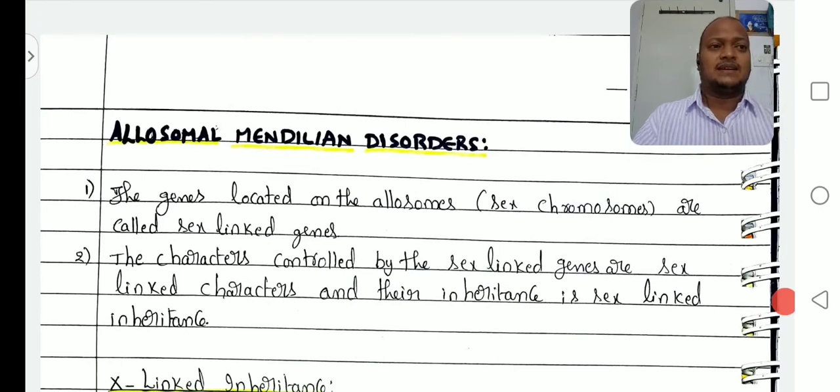Allosomal Mendelian disorders. Allosomal means the Mendelian disorders related to the sex chromosomes. The first point: the genes located on the allosomes, the sex chromosomes, are called sex-linked genes. Sex-linked genes means the genes which are present on the X chromosome and Y chromosome. Second point: the characters controlled by the sex-linked genes are sex-linked characters, and their inheritance is called sex-linked inheritance.